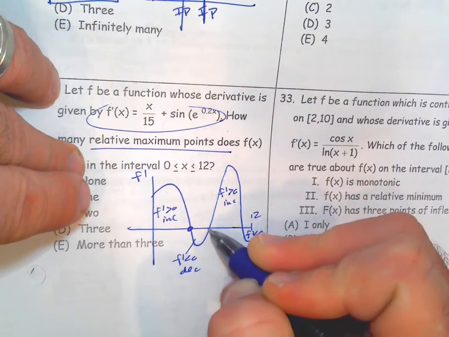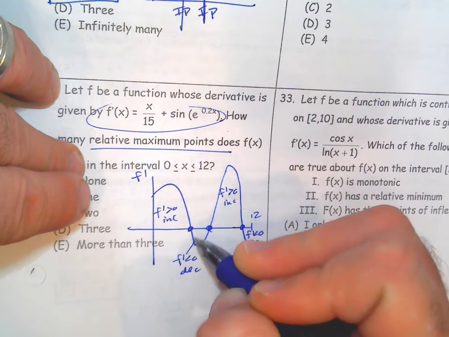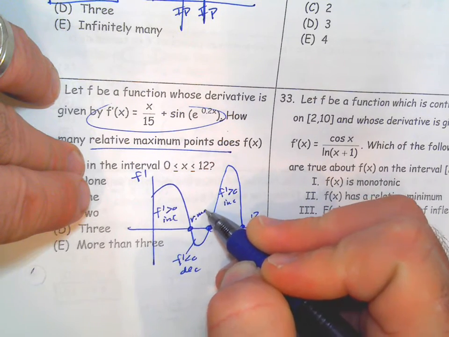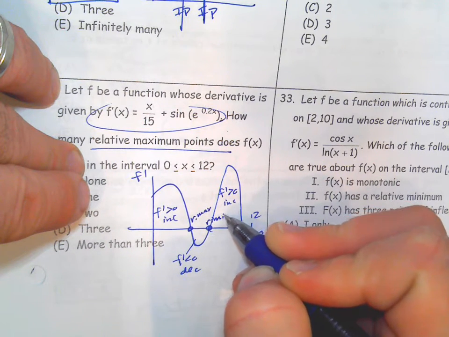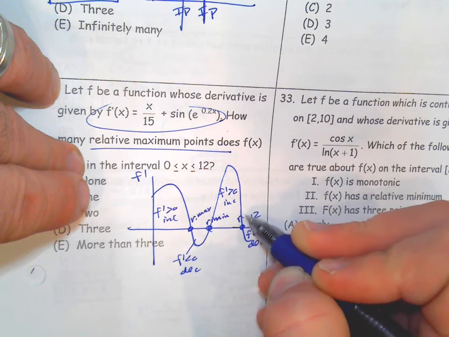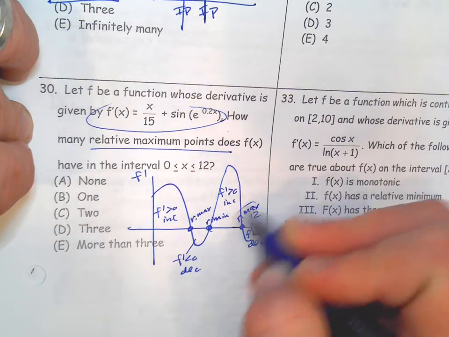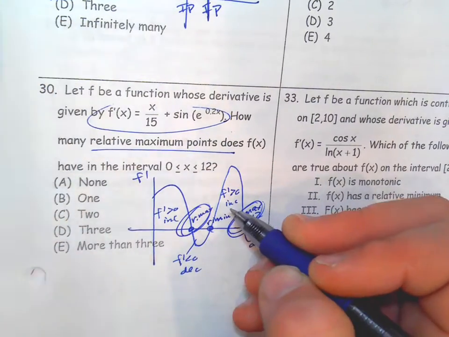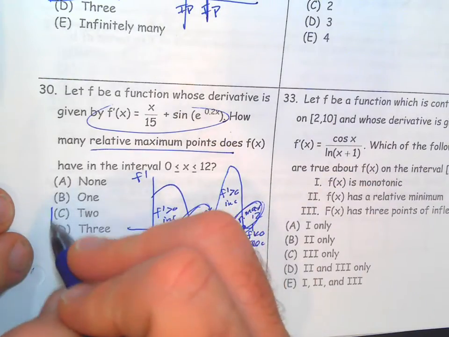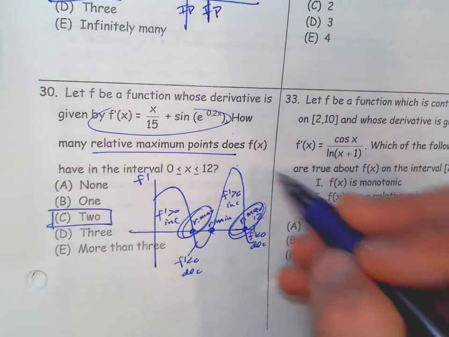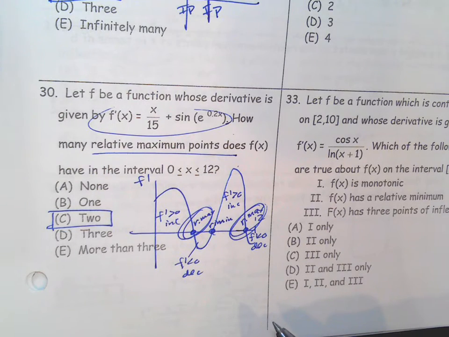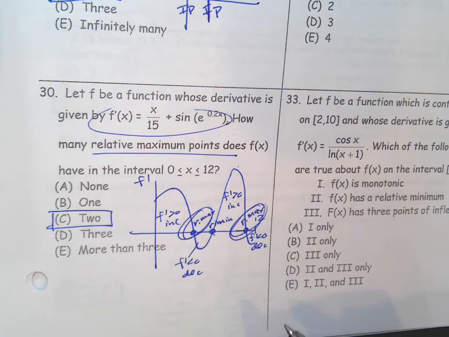Critical point, critical point, critical point. It's going up and down. This is a relative max. It's going down and up. That's a relative min. It's going up and down. That's a relative max. So what are we looking for? Relative maximums. It says how many? I'm going with 2. Now, some people are going to say, there's a max and there's a max. There's 2. Well, you just got lucky because it happened to coincidentally give you the same number.